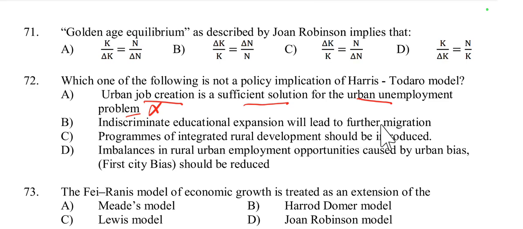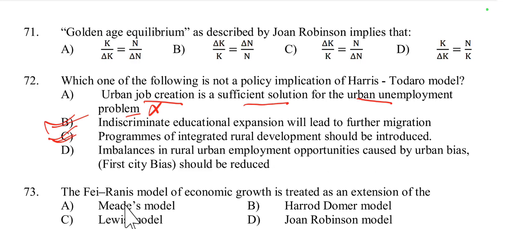Then the second one: indiscriminate educational expansion will lead to further migration. Yes, according to the model, increasing education without corresponding job creation in urban areas can lead to higher migration rates, as people expect higher returns in urban areas. So this is right. Then: programs of integrated rural development should be introduced. This model supports rural development programs to provide better opportunities in rural areas and reduce the pressure on urban areas. So when we provide jobs in rural areas, they do not migrate to urban areas, so we can reduce the migration rate. So this is also right.